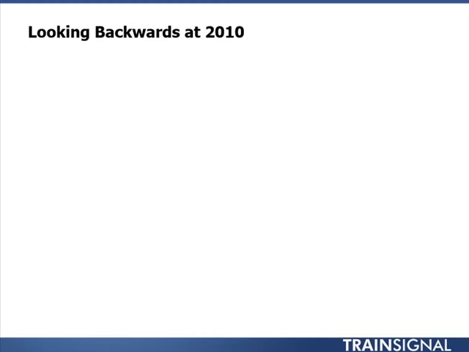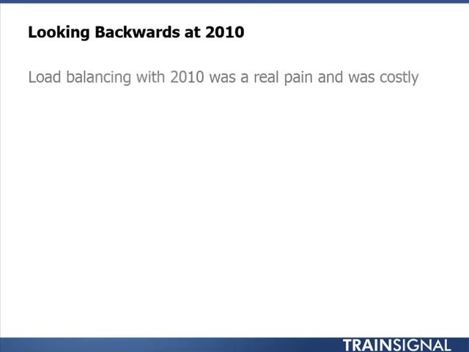Alright, so we had the ability to load balance in 2010, but load balancing with 2010 was a real pain and it was costly. With 2010, many of the client access server protocols required affinity, which is a relationship between the client and a specific client access server. Whether it was Outlook Web App or ECP, EWS, Outlook Anywhere, ActiveSync, the Exchange Address Book service, or Remote PowerShell, all of these benefited from affinity, that client to CAS connection.